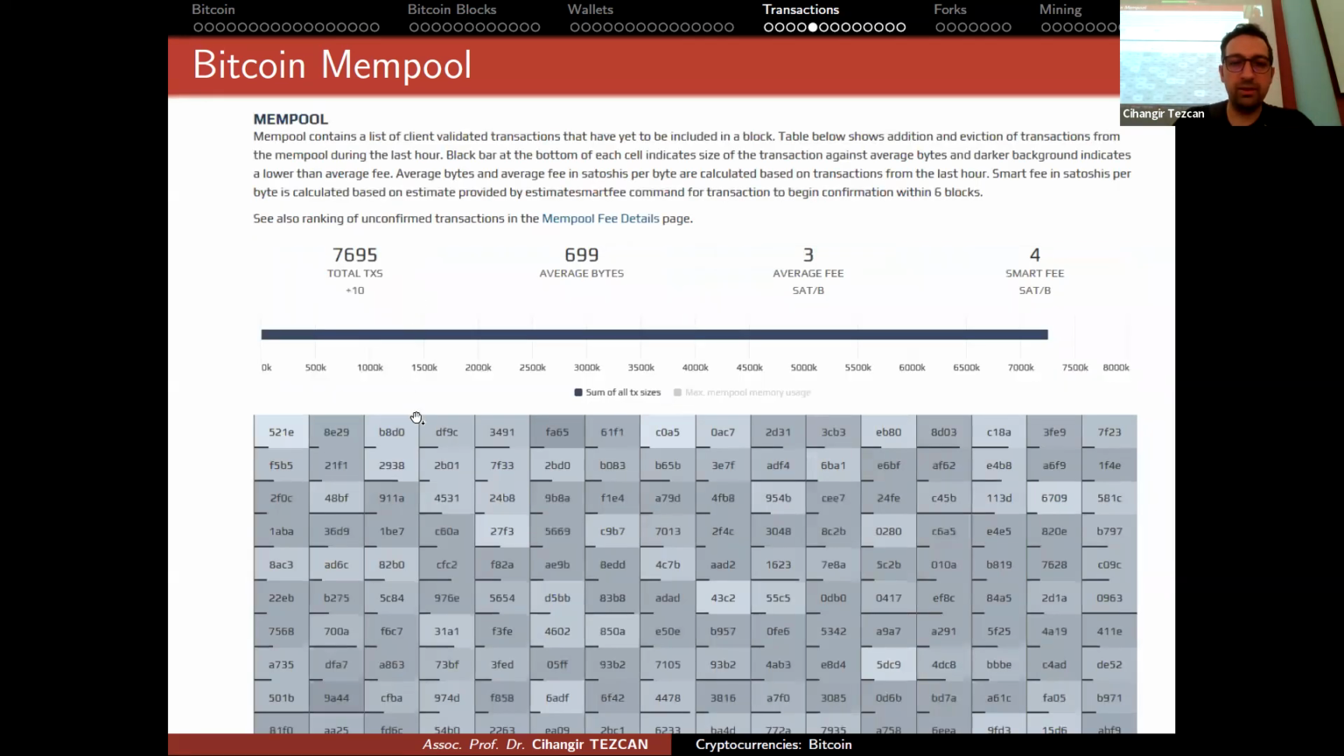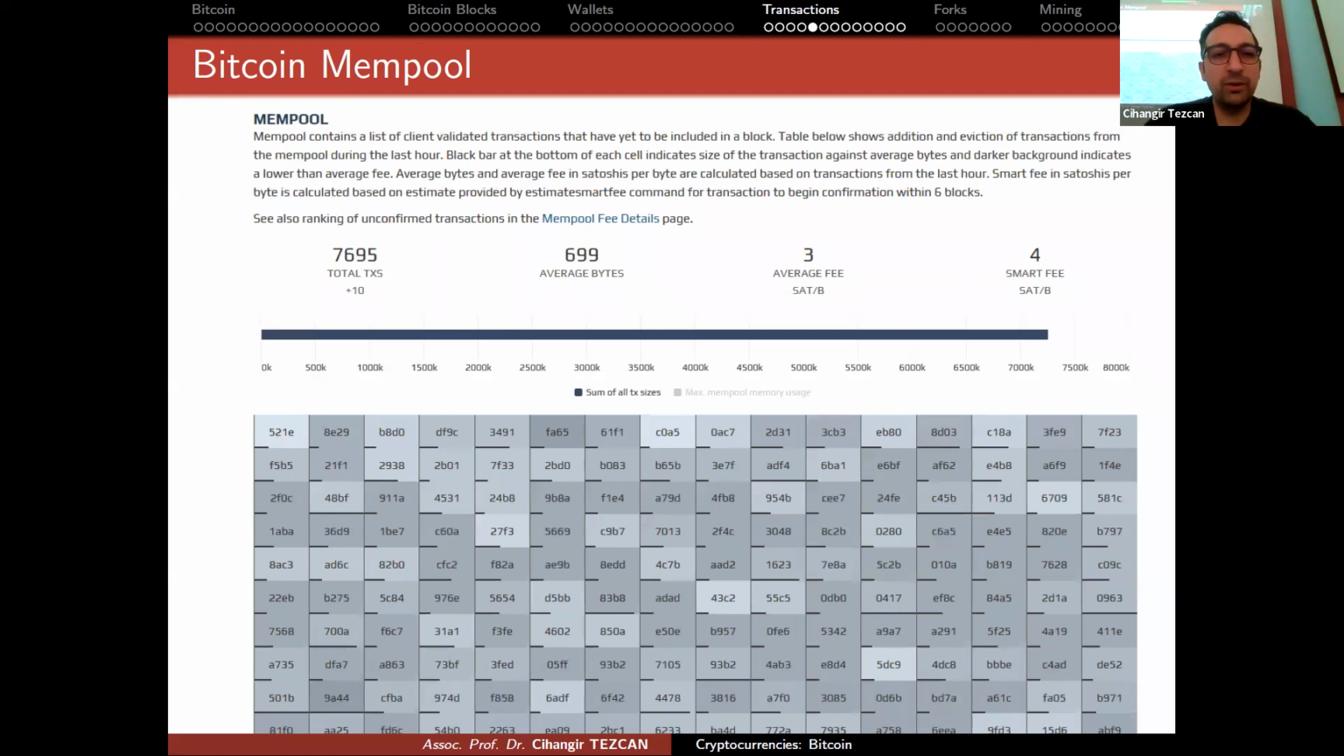So in the web page, you will see a picture like this. This picture actually goes below, so there are many rectangles in this picture. I only took the screenshot of the top part, and these are actually transactions that are waiting to be included. So actually this explanation is very good, so let me read it with you.